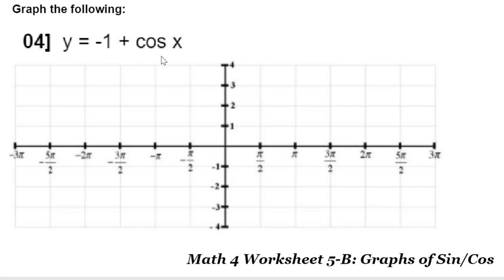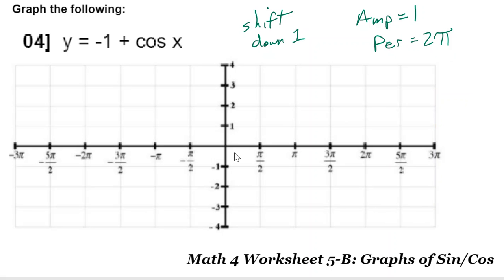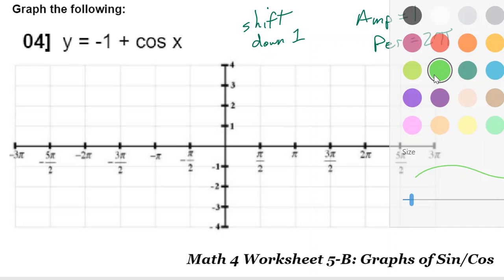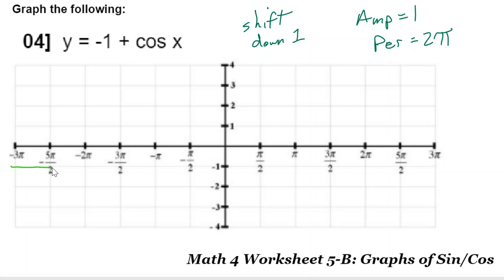Now this one should be a normal cosine. It's just dropped down 1 unit. Our amplitude is unchanged. Our period is unchanged. And so, well, that's right. We got to shift down. So I got to draw a green line first.